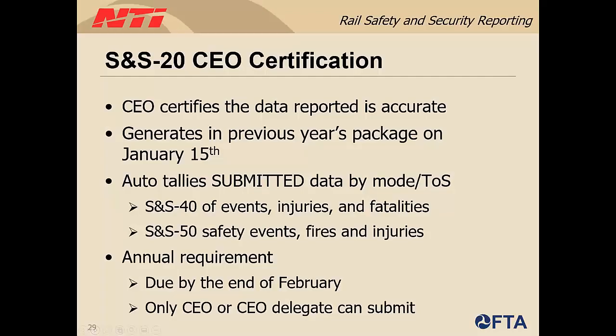The S&S-20 CEO Certification form is the CEO's confirmation of the accuracy of the safety and security data for the previous calendar year. The form becomes available on January 15th in the previous year's safety package. The form automatically calculates data from submitted reports for the year. Unsubmitted data is not included.